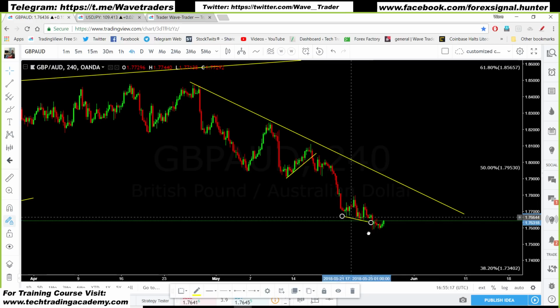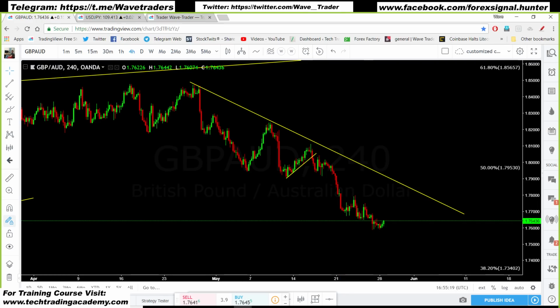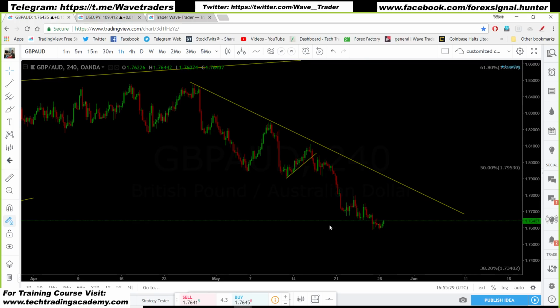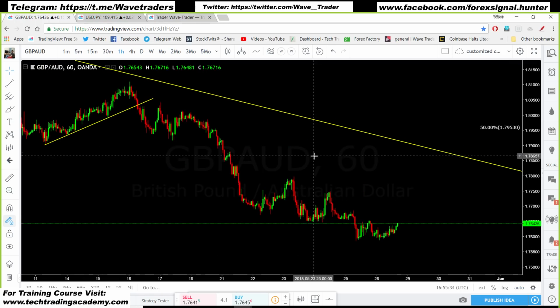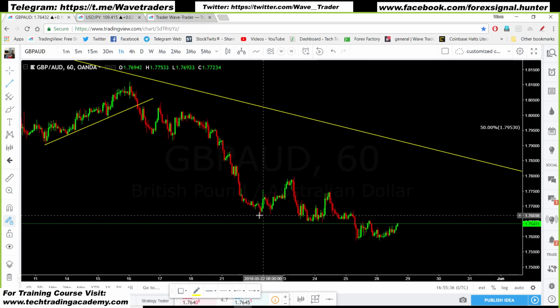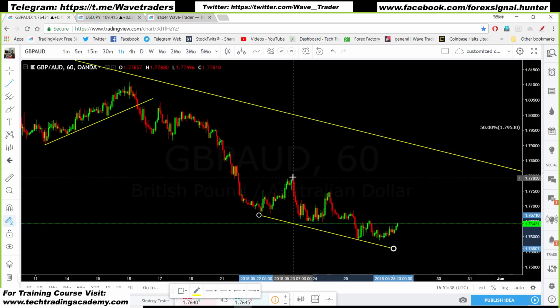All right, so this kind of correction, and then a sell setup to the downside. You can even buy for short term. This pair, make sure you trade carefully, but you can buy. Okay, you can buy when this wedge is going to break up.